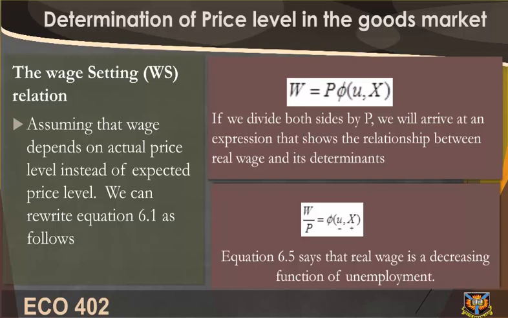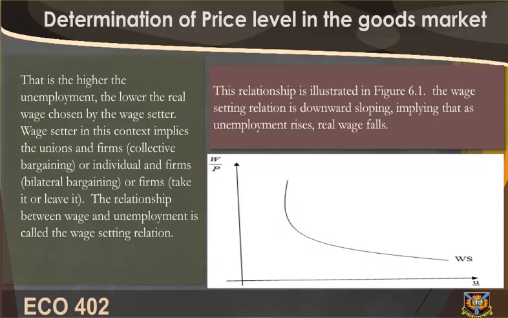If we divide both sides by P, we will arrive at an expression that shows the relationship between real wage and its determinants. Equation 6.5 says that real wage is a decreasing function of unemployment. That is, the higher the unemployment, the lower the real wage chosen by the wage setter. Wage setter in this context implies the unions and firms in collective bargaining, or individual and firms in bilateral bargaining, or firms' take it or leave it.